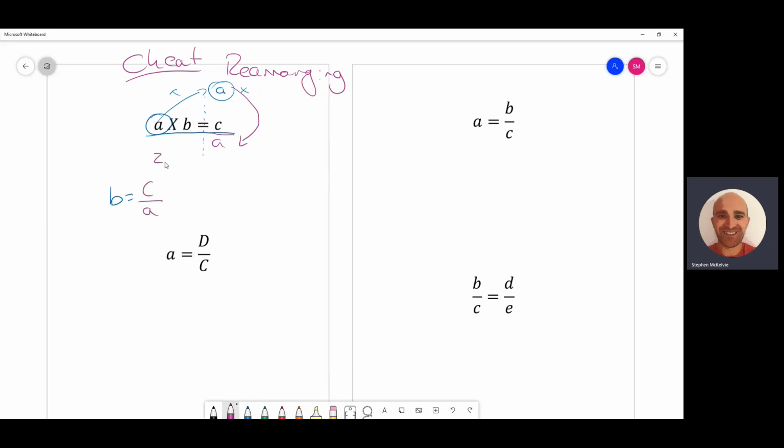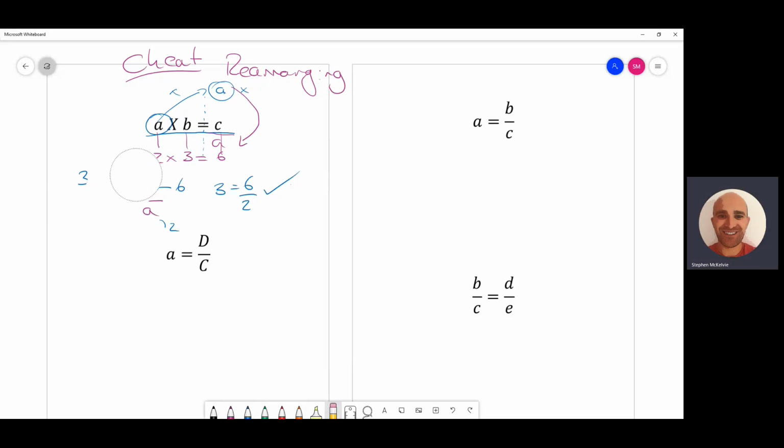Now I can test to see if that's true. 2 multiplied by 3 is equal to 6. A is 2, B is 3, C is 6. B is 3, C is 6, A is 2. Is 3 equal to 6 divided by 2? Yes, it is. So this is the correct way of doing the equation.